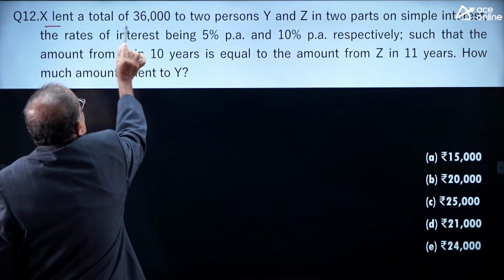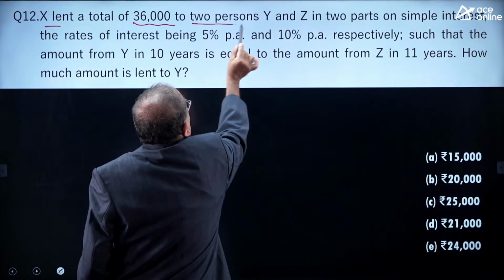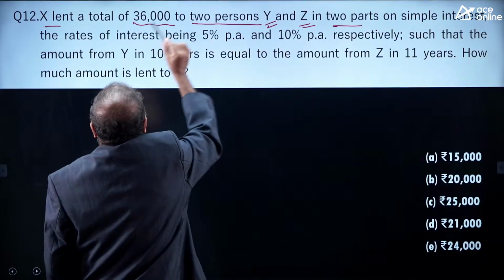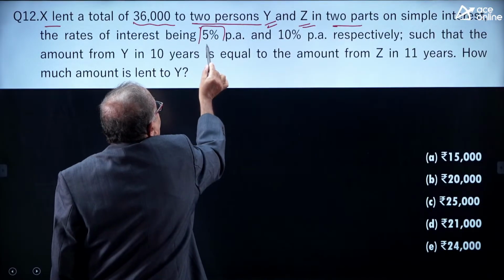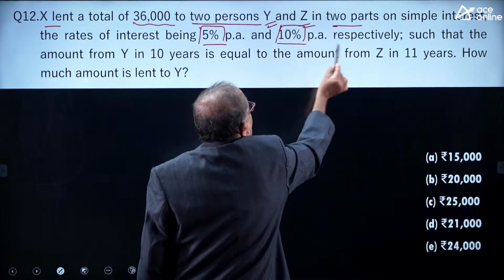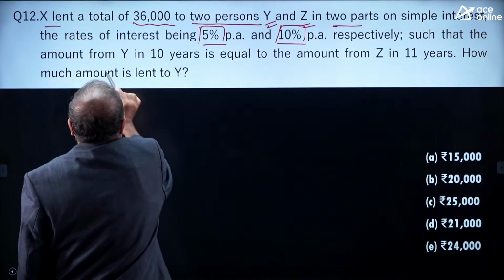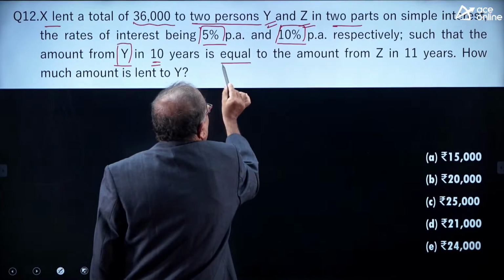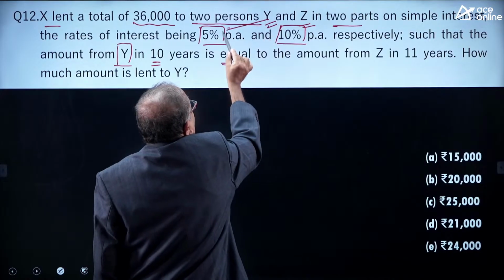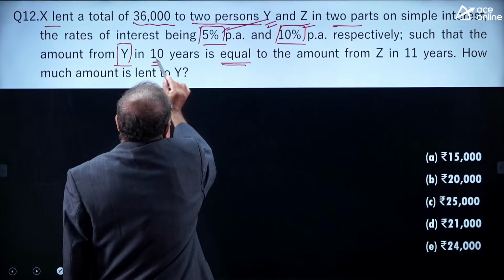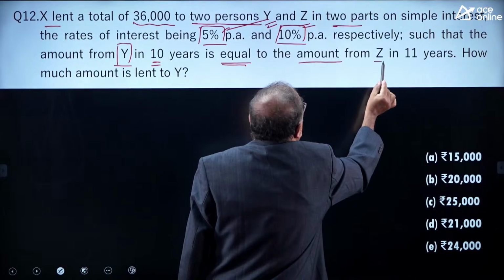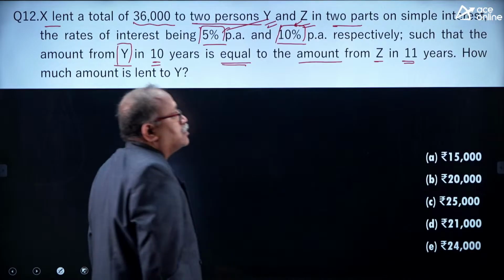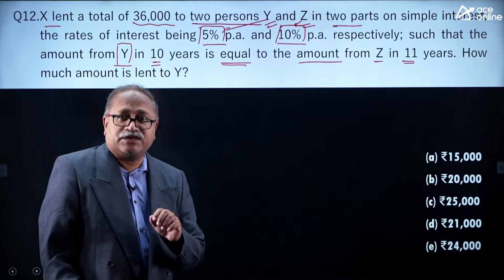So, X lent 36,000 to 2 persons, Y and Z, in 2 parts on simple interest, the interest being 5% per annum and 10% per annum respectively, such that the amount of Y, this one at 5% per annum, in 10 years is equal to the amount of Z, this one at 10% per annum, in 11 years. Yes, sir. This is the last question.